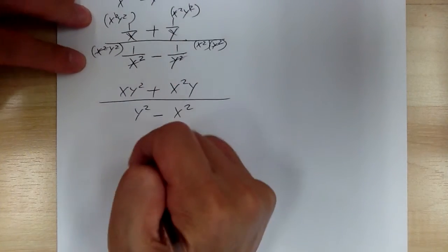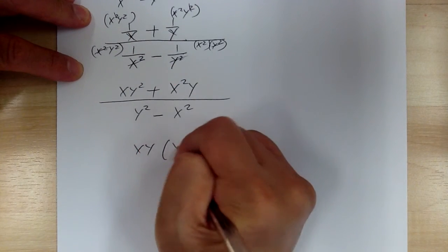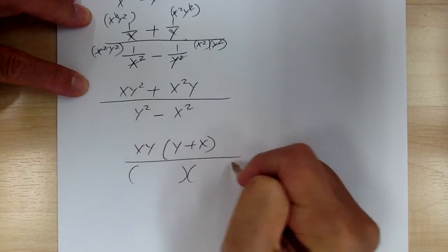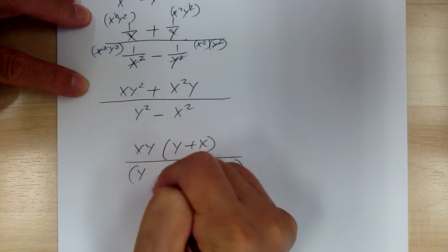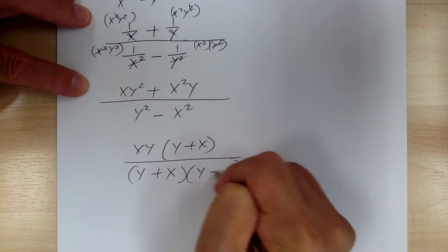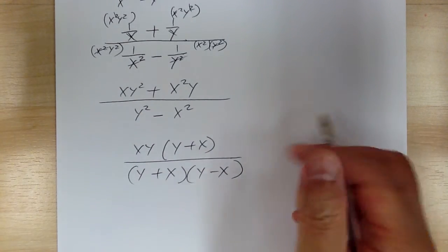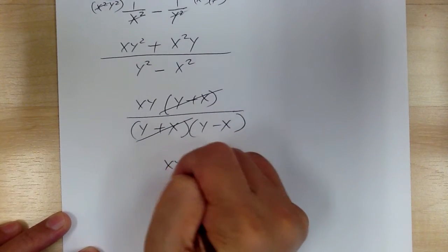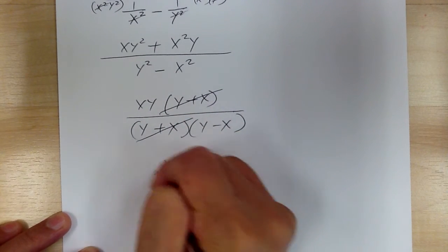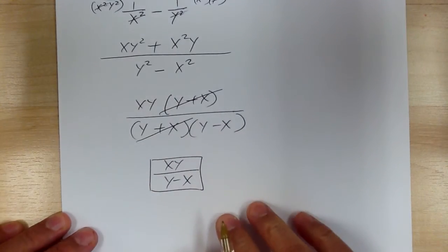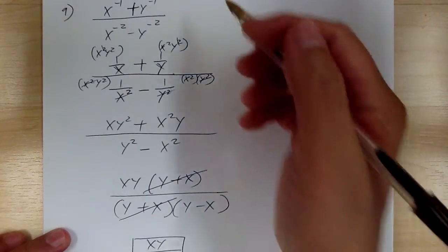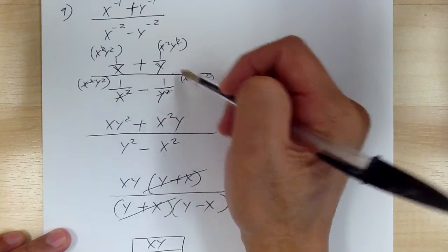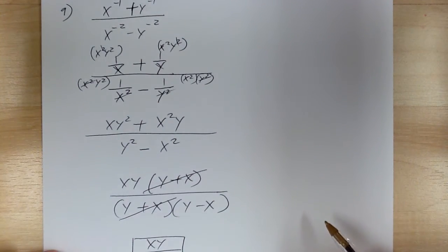Then after that, you need to go ahead and factor as much as you can. So this one here, you can factor the xy, so you get y plus x. On the bottom, this is the difference of squares, so you're going to get y plus x, y minus x. Then this gets cancelled out, so you get xy over y minus x, and that's it. So the key to a complex fraction is make sure you multiply every term by the common denominator to cancel things out.